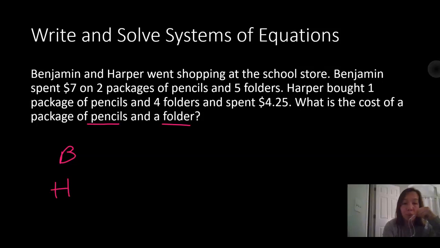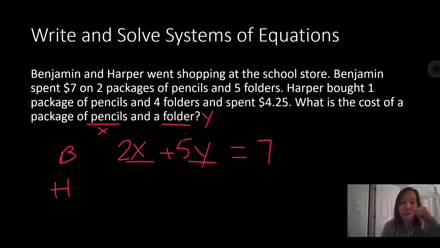Benjamin bought pencils and he bought folders and he spent $7. Well, do we know how much a pencil costs? No, we don't. So I'm going to call pencils X and folders Y. Benjamin bought 2 pencils and he bought 5 folders and he spent $7 altogether. So there's an equation for Benjamin.